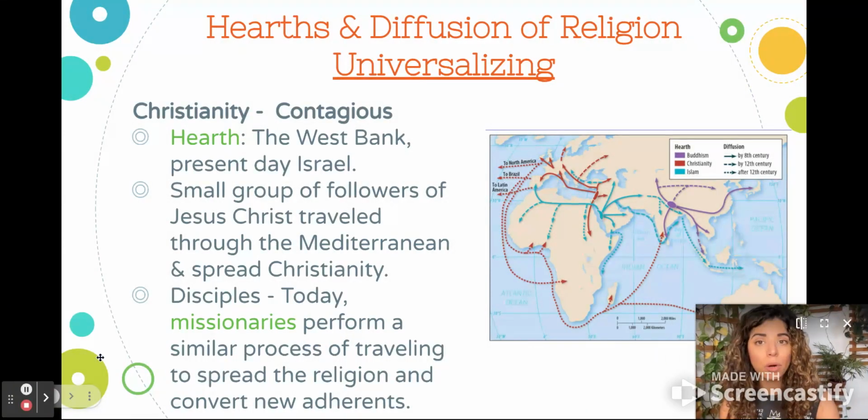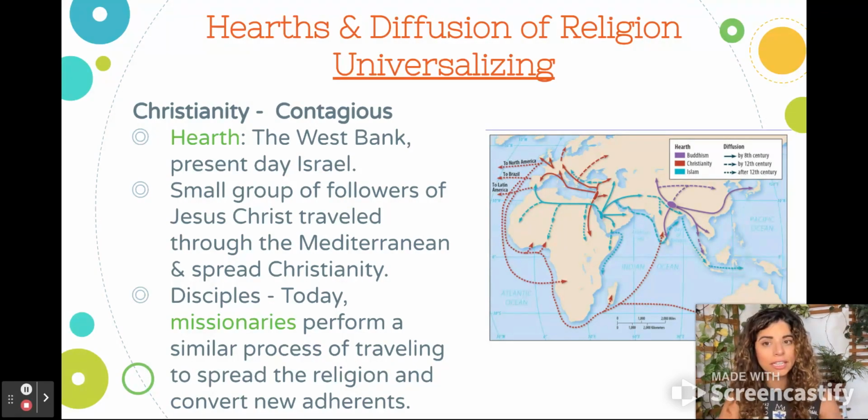So for hearth and diffusion of religion, we're going to touch first on universalizing religion. So first for Christianity, taking a look at the relocation, we're going to be specifically looking at contagious. And here in this image, we see some examples of the spread. Christianity is denoted here in red.